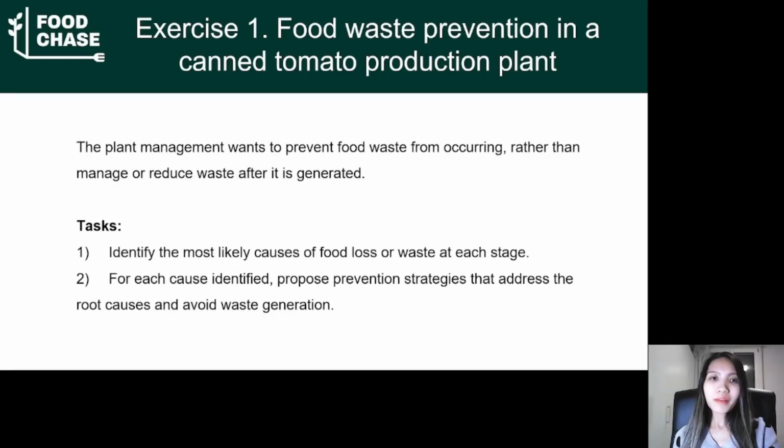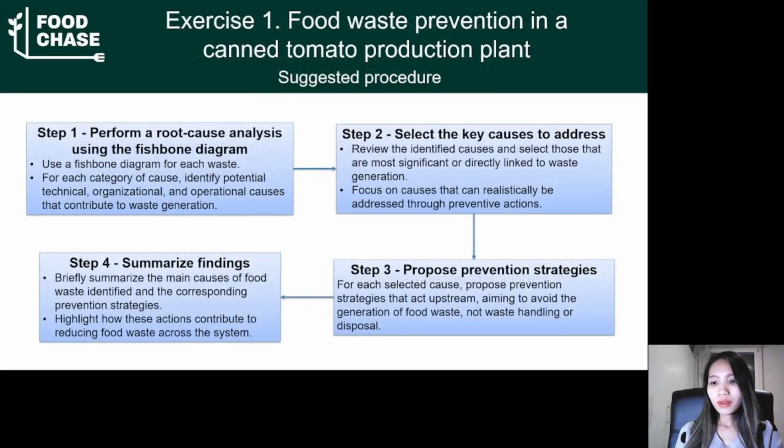The plant management team wants to prevent food waste from occurring rather than manage or reduce waste after it's generated. So the tasks are: identify the most likely cause of food loss or waste at each stage, and for each cause identified, propose prevention strategies that address the root cause and avoid waste generation. To carry out these tasks, I want to suggest a procedure.